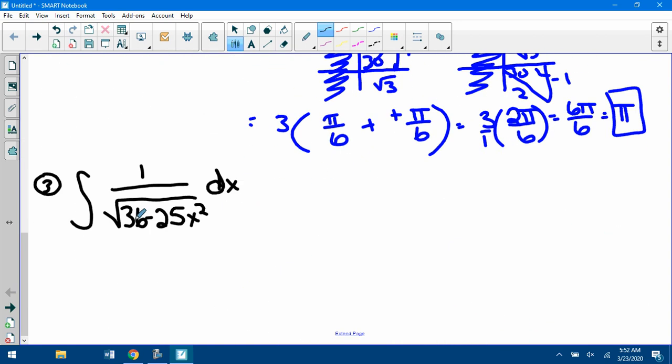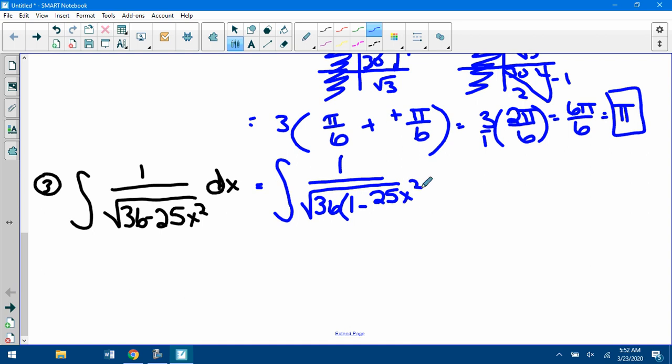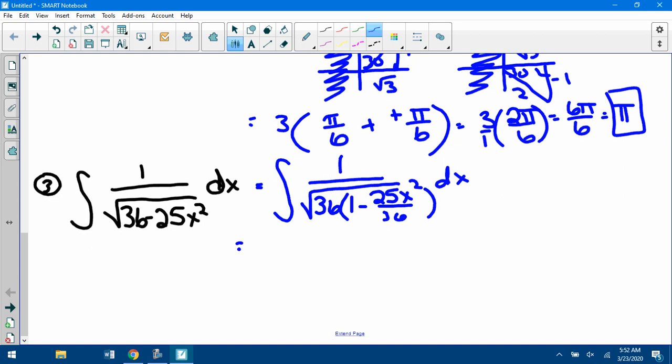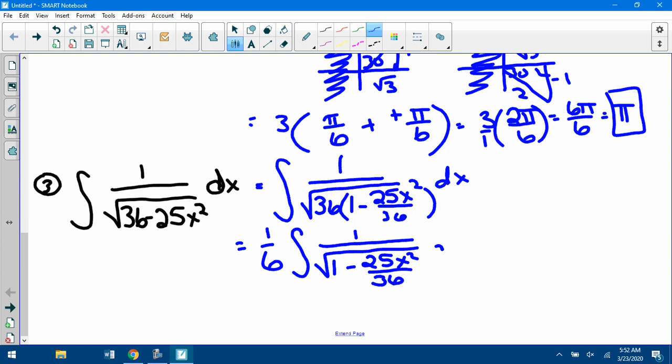Anyone remember what I did? We kind of did a GCF trick because that's like dividing. So I took the integral of 1 over radical. We took a 36 out underneath the radical, and that left us with 1 minus 25x squared over 36. And then what would come out front? Remember, this is really 1/6 radical 36. So I could bring a 1/6 out front times the integral of 1 over radical 1 minus 25x squared over 36 dx.